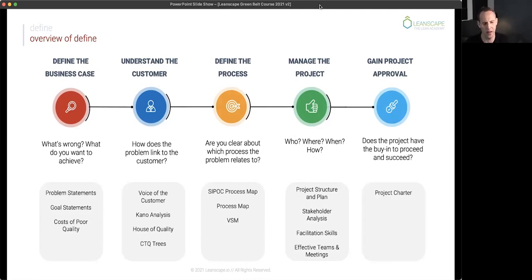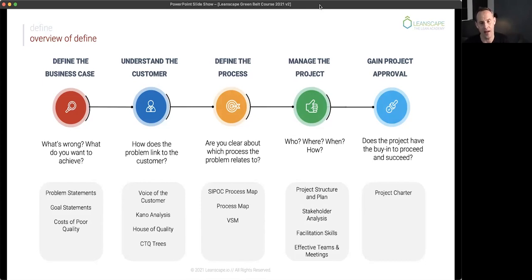Process mapping, super powerful, and VSM, that value stream mapping as well. And then we've got manage the project. Who, where, when, how. How are we going to do this? What's the project plan, the structure? Who are the stakeholders? How are they going to impact with us? Do we really understand what's important to those stakeholders and kind of done an analysis of them?